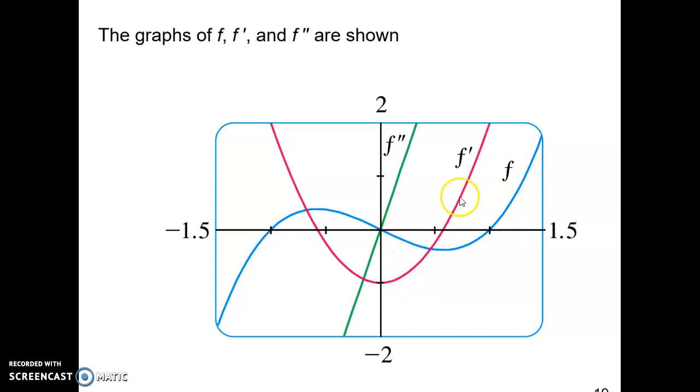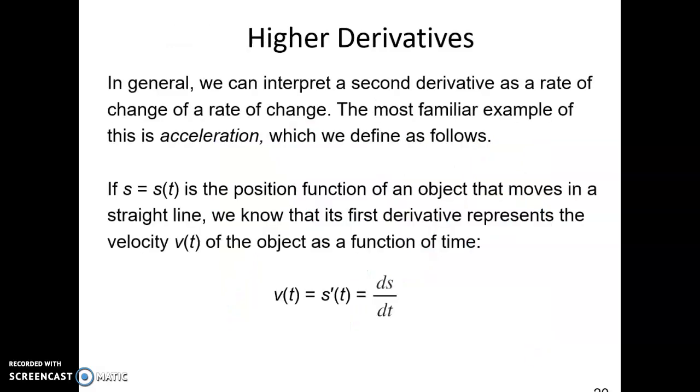Notice where the first derivative has positive slopes, the second derivative is above the x-axis, and where the first derivative has negative slopes, the second derivative is below the x-axis. Again, what we did earlier will follow through just as we go through, where the derivative is the slope of the curve that we're looking at. In general, we can interpret the second derivative as the rate of change of the rate of change.